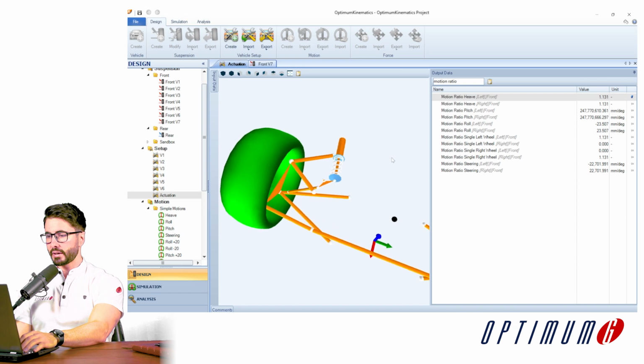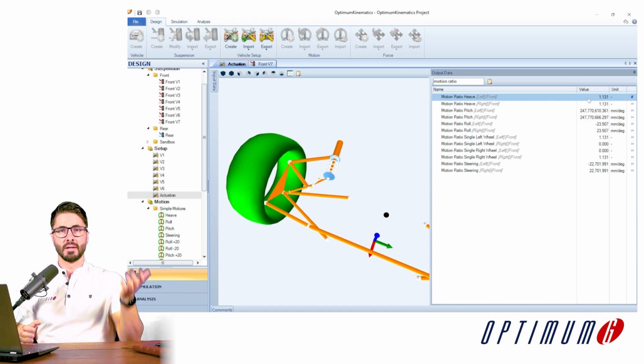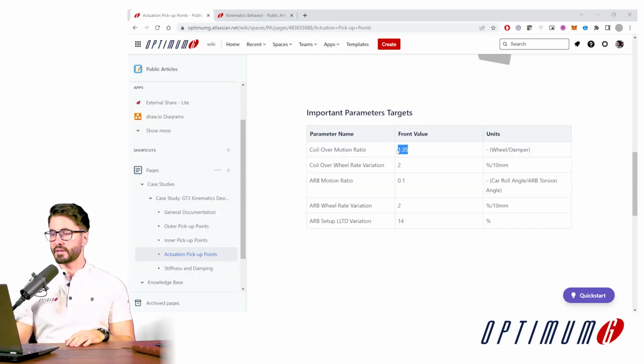All right, so now let's get back to Optimum Kinematics, understand what motion ratio we currently have and also what motion ratio we want to achieve. If we look at the quick outputs that Optimum Kinematics gave us, we can see that the motion ratio is about 1.131. This means that we get more or less the same movement on the wheel and then just slightly less on the damper. For this design, we actually defined a motion ratio of 1.35.